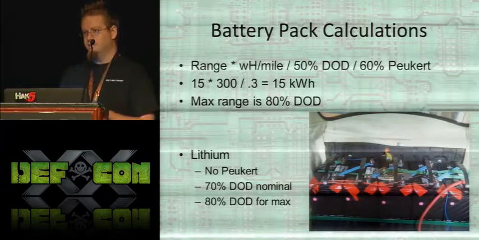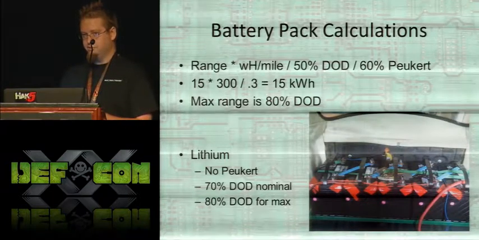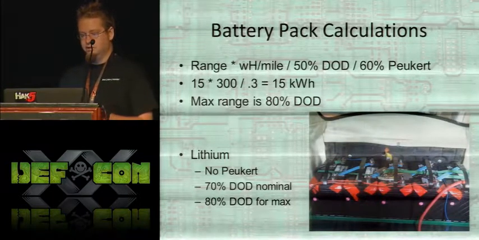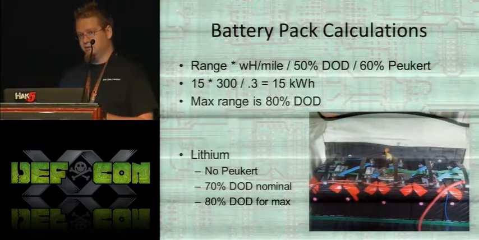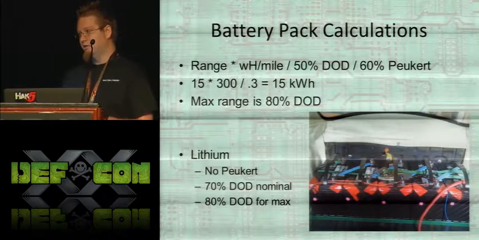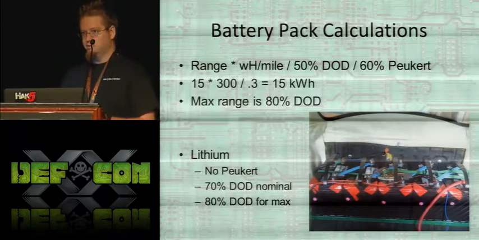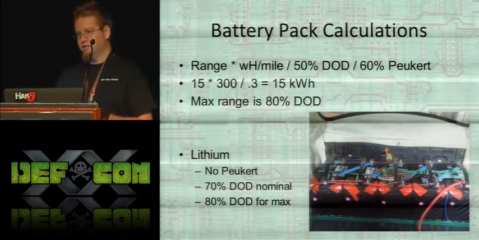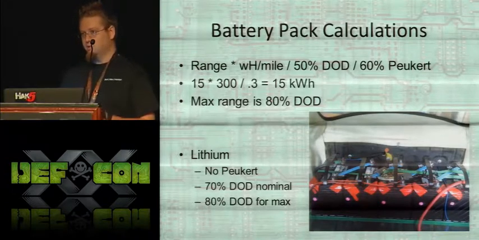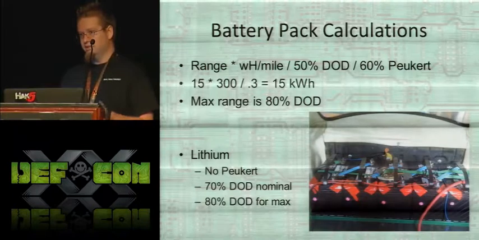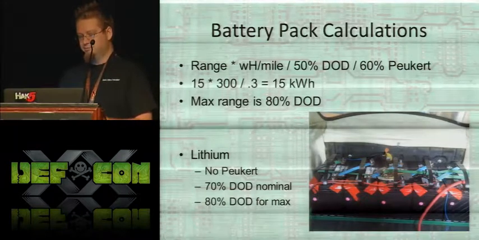To figure out how much battery power you need, here are the calculations. Basically you take the range that you need, times it by your watt hours per mile. To figure out your watt hours per mile, you can look and see what other people are using, how much power they're getting, or you can take an estimate where basically you take the weight of the car, divide it by 10, and that's about what your watt hours per mile will be.